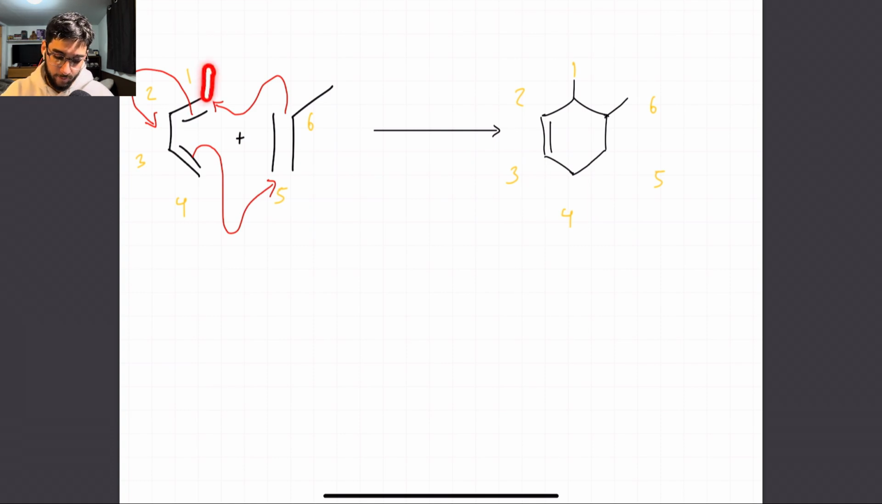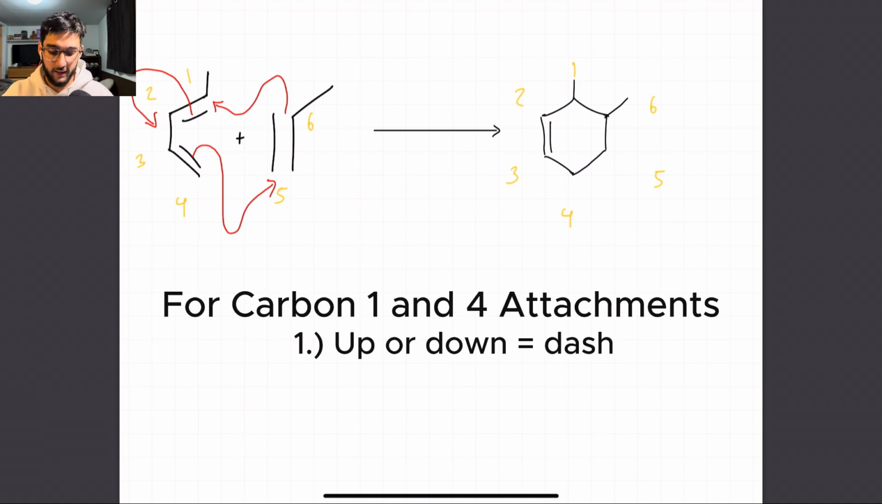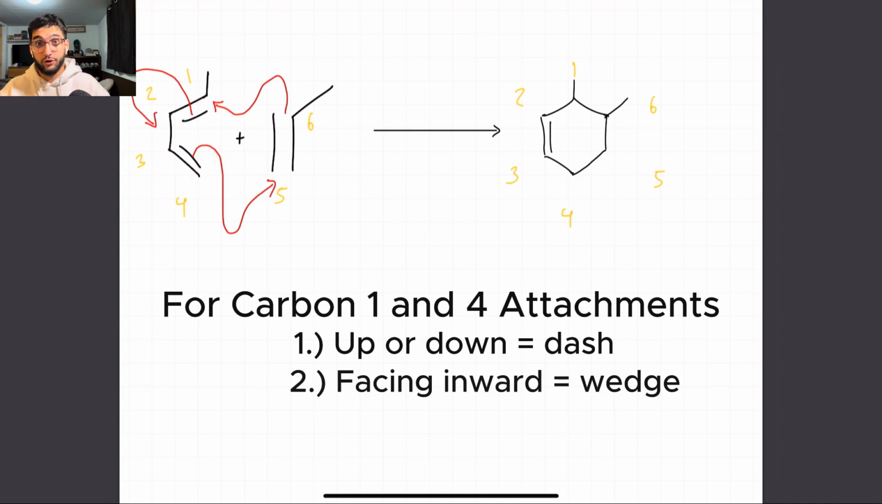So first off, if the attachment on carbons 1 or 4 is facing upwards or downwards, like this, we're going to know that the attachment is going to be on a dash. Think about it. Up or down, it's away from you. It's going upwards or downwards. It's going away from you, so it's going to be facing the back or dash for stereochemistry. However, if the attachment was facing inward like this, then it would be wedge. Think about it. It's inward, so it's closer to you.